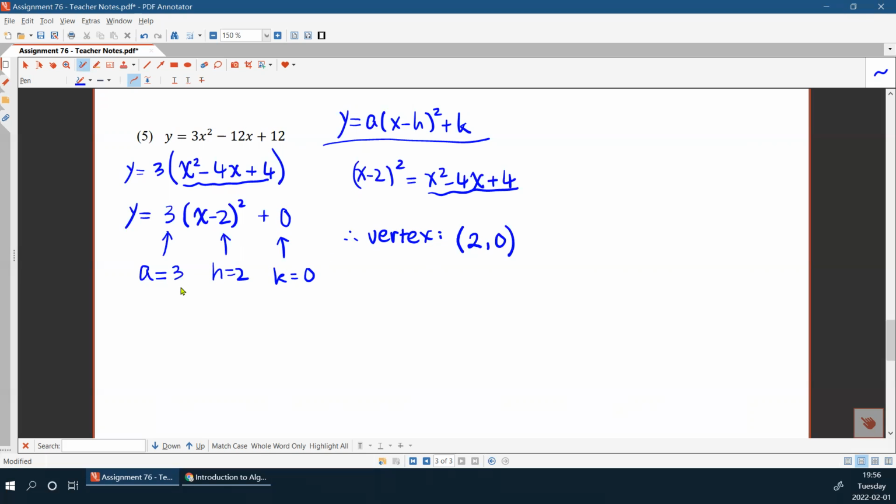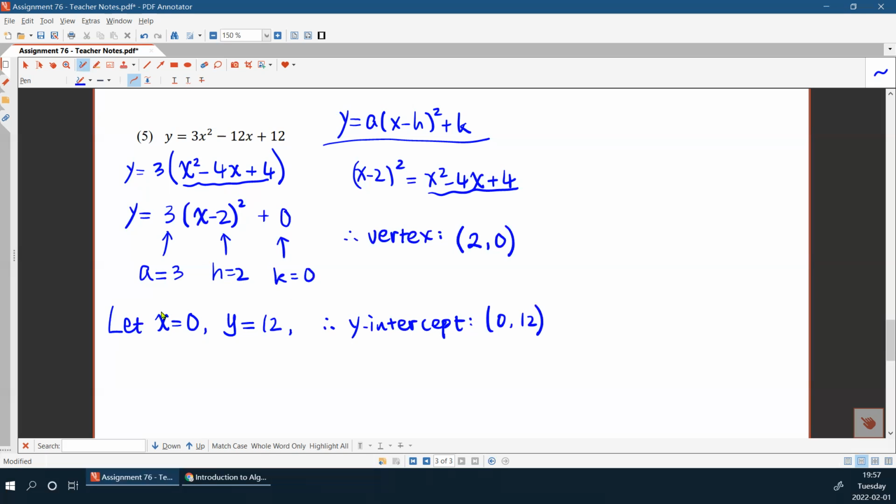And next, let's try to find its y-intercept, which means we need to let x be 0. And if x is 0, let's put it in the original expression. That means y equals 0 minus 0 plus 12, which is 12, right? Therefore, the coordinates of the y-intercept is (0, 12).